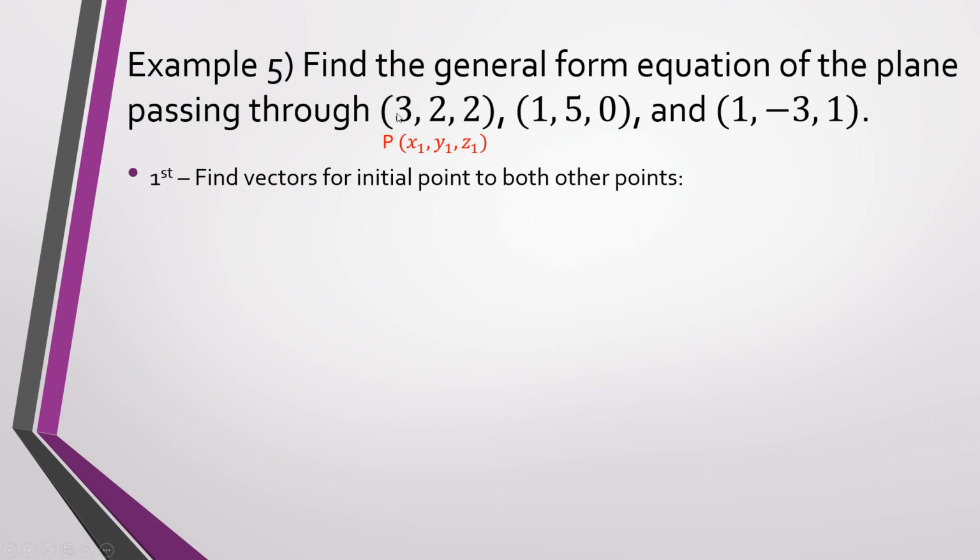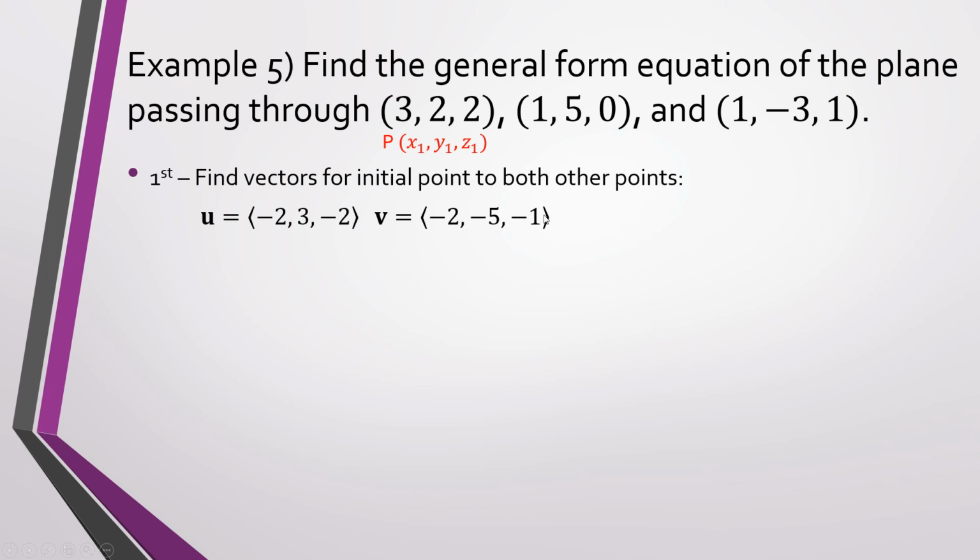I'll call them vectors u and v, although the names aren't super critical. So from 3 to 1 is negative 2, from 2 to 5 is 3 spaces, from 2 to 0 is negative 2 spaces in the z direction. All right, from our initial point to this point here, from 3 to 1 is negative 2. From 2 to negative 3 would be negative 5 spaces. From 2 to 1 is negative 1 spaces.